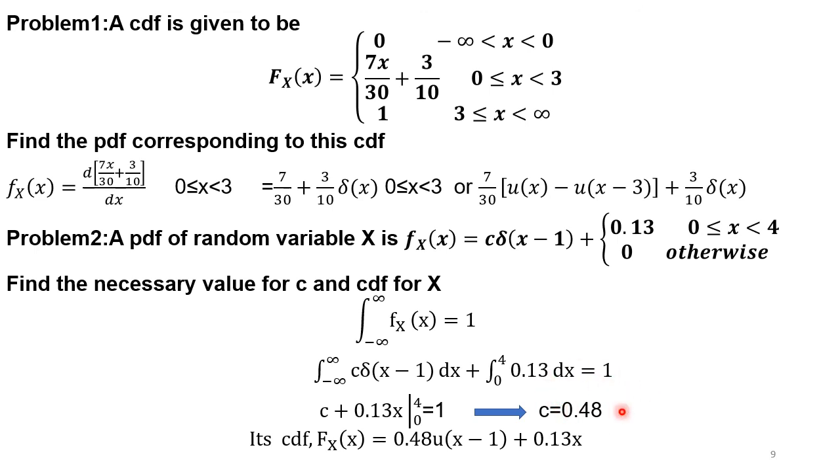Once we get the value 0.48, we can write the CDF function because c is 0.48. The integration of delta function gives us a step function, and this is 0.13 into x.